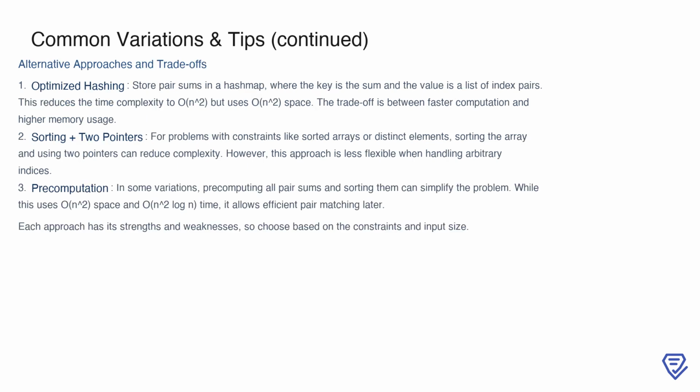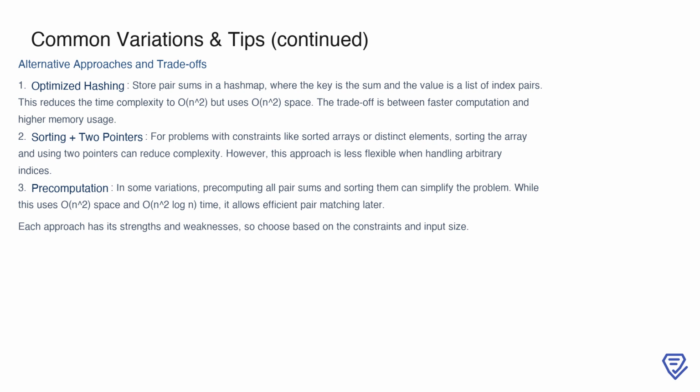There are several alternative approaches to solving this problem, each with its own trade-offs. One popular method is optimized hashing, where you store pair sums in a hash map. The key is the sum, and the value is a list of index pairs. This reduces the time complexity to O(n^2), but it does come at the cost of O(n^2) space. The trade-off here is clear: faster computation versus higher memory usage.